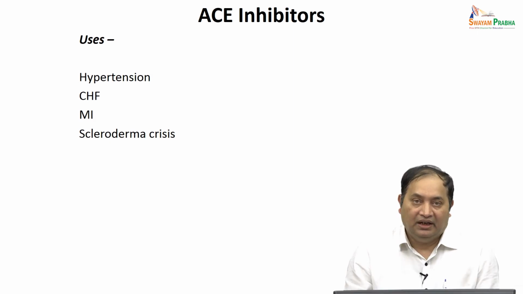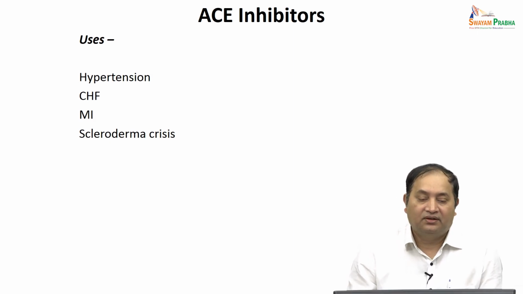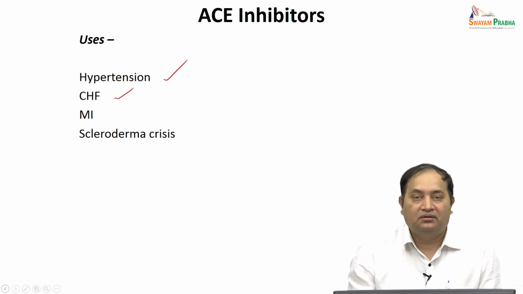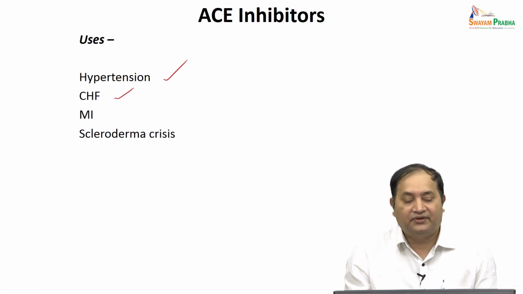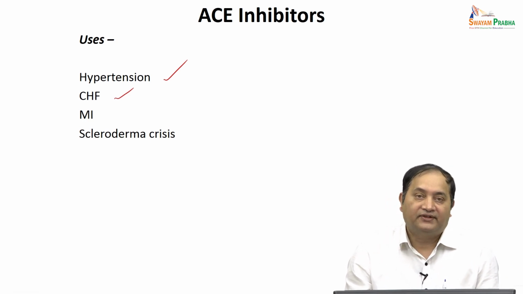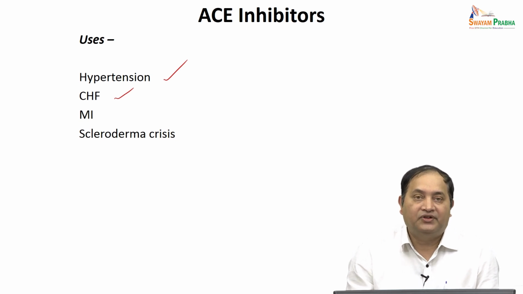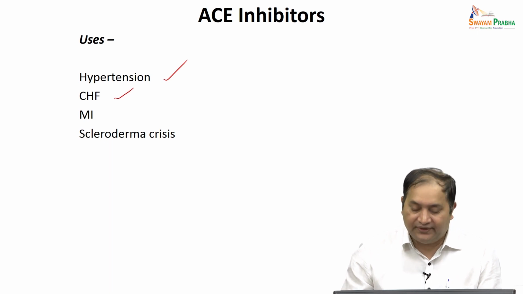Now, the indications for ACE inhibitors are hypertension, congestive heart failure, myocardial infarction, or scleroderma crisis. So, these are the usual indications: hypertension, congestive heart failure, myocardial infarction or scleroderma crisis.